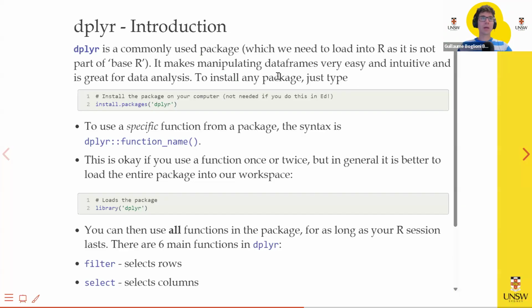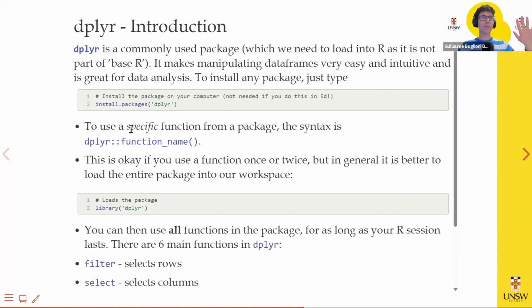Now, how do we install such a package? Very simple. In your R session, in RStudio, you will use the command install.packages and then simply the name of the package. So in this case, dplyr with this spelling. Now, once you've done that, and you need to do that only once, the package is installed on your computer.